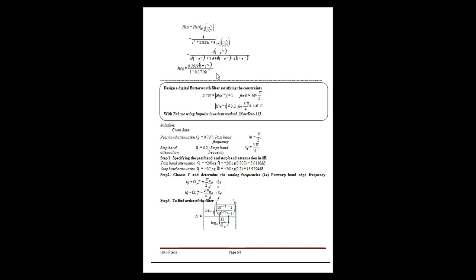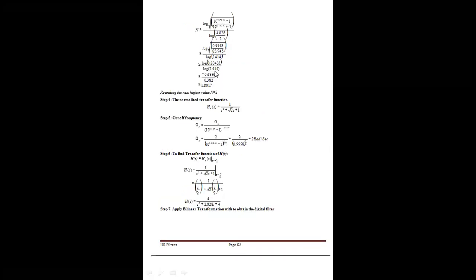So for all of this, what have we done? First, we selected the passband and stopband attenuation in decibels. Second, we determined the pre-warping frequency. Third, we determine the order of the filter. Fourth step, we round off the filter order. Fifth step, we have done the normalized transfer function. Sixth, we find out the cutoff frequency. Seventh step, we'll be replacing the transfer function.